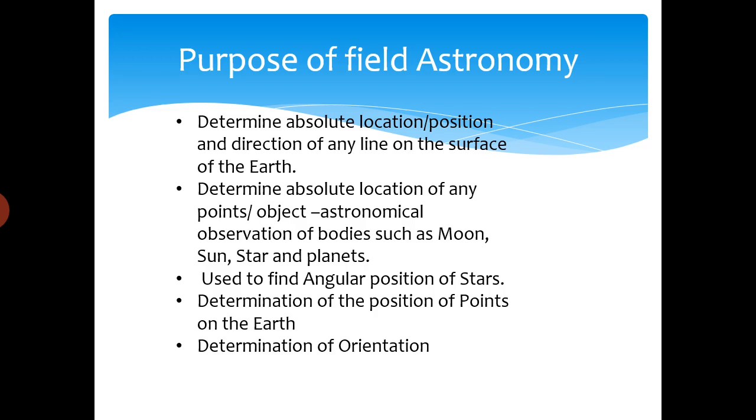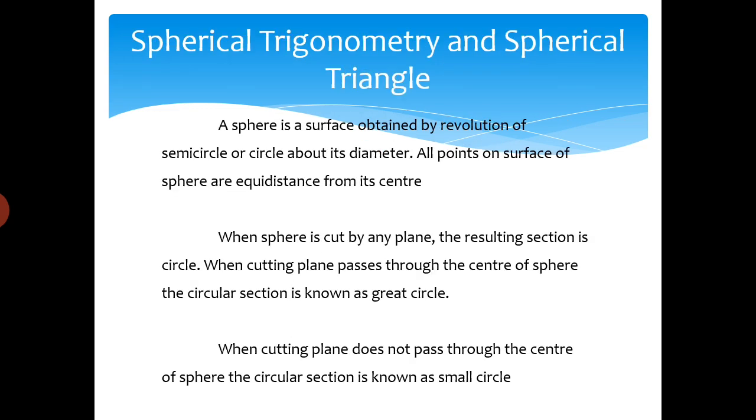Next, it is used to find out the angular position of stars, the position of a point on the earth's surface, and the determination of the orientation. Orientation is nothing but the position of different celestial bodies with respect to each other. So in that we have to take spherical trigonometry and spherical triangle. Firstly, we can see what is meant by a sphere.